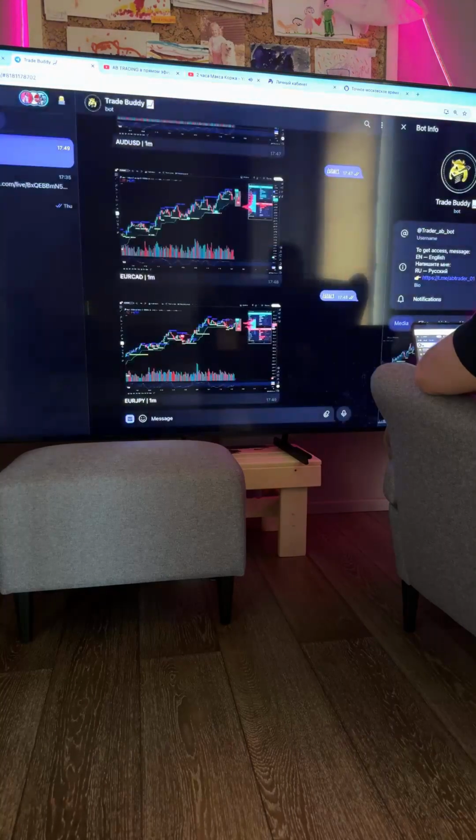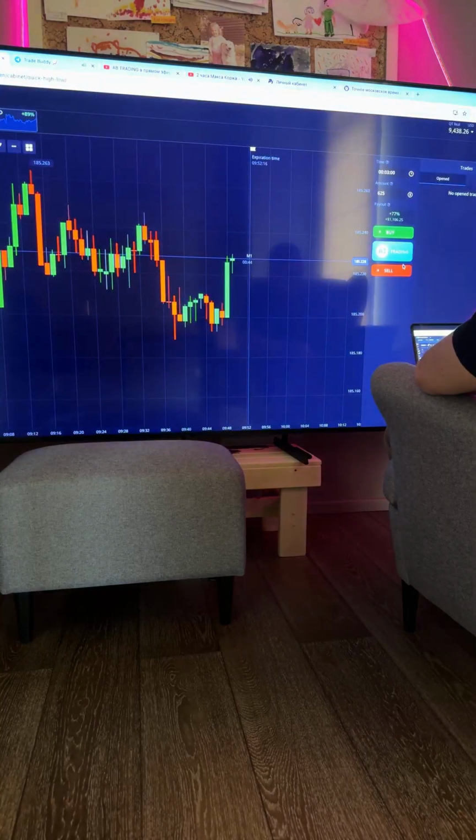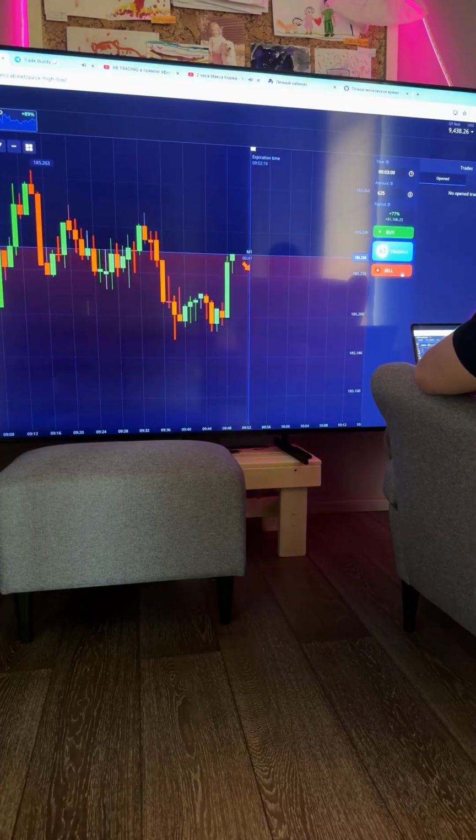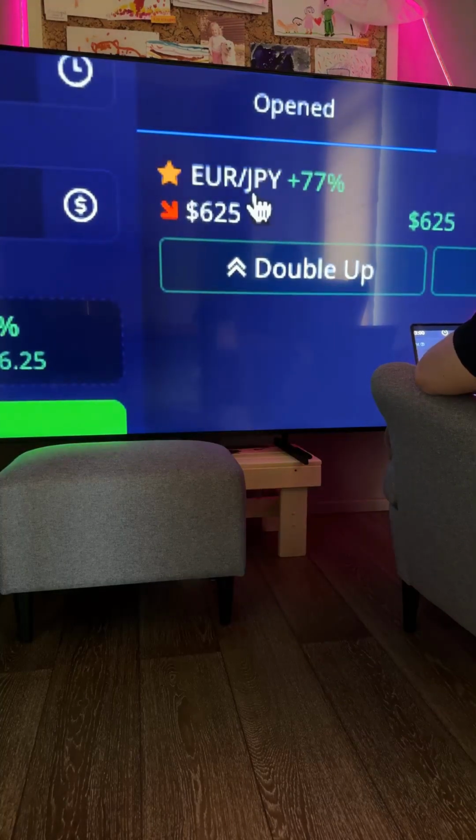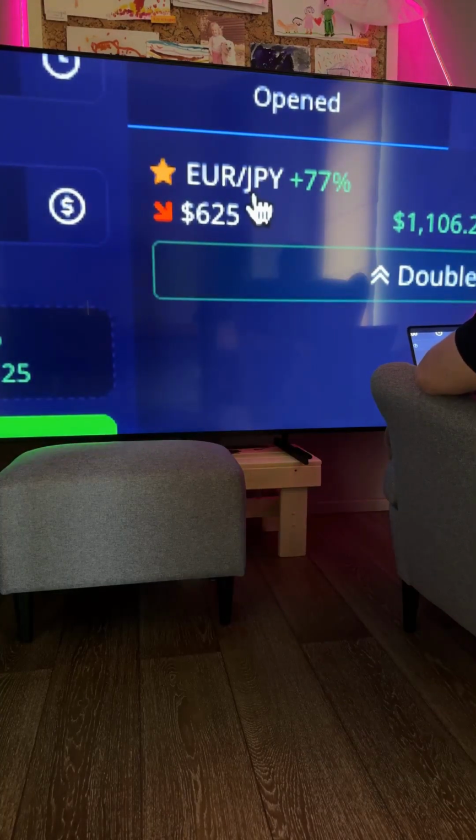Here's a signal to go down, guys. I agree. Currency pair euro Japanese yen, 3 minutes down. I opened a 3-minute trade for a decrease. 3 minutes down. Euro JPY. I opened a 3-minute trade down, guys.